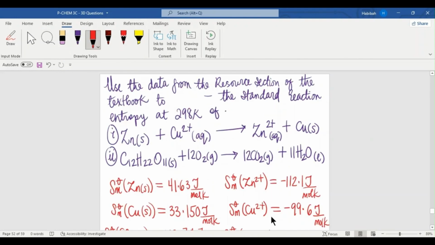Salam and welcome everyone. So today we're going to be working on the question on the screen, which says use the data from the resource section of the textbook to determine the standard reaction entropy at 298 Kelvin of the following reaction. So I apologize, let me quickly write "to determine" here. I don't know what happened. Anyways, use the data from the resource section of the textbook to determine the standard reaction entropy at 298 Kelvin of the following reactions. The first reaction and then the second reaction.